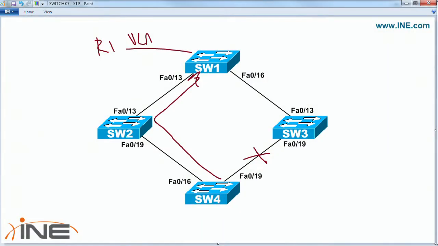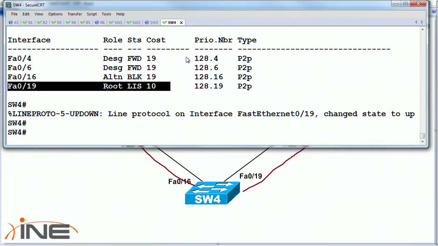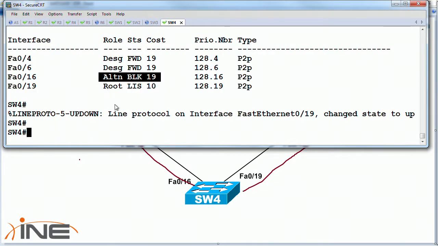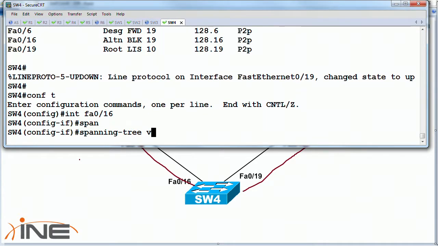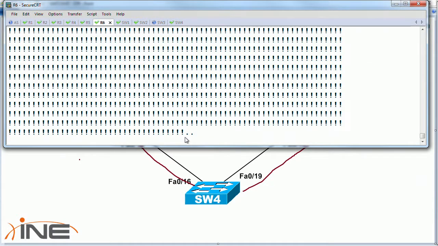If we were to go to switch 4 and change the path selection, where right now we're going this direction, let's say we change it to go this way. I could do that by changing priority on switch 4, or I could change the local cost values. So if I go to Fast Ethernet 16 and set the spanning tree VLAN 1 cost to 1, router 6 should start to drop packets now for about 10 seconds.